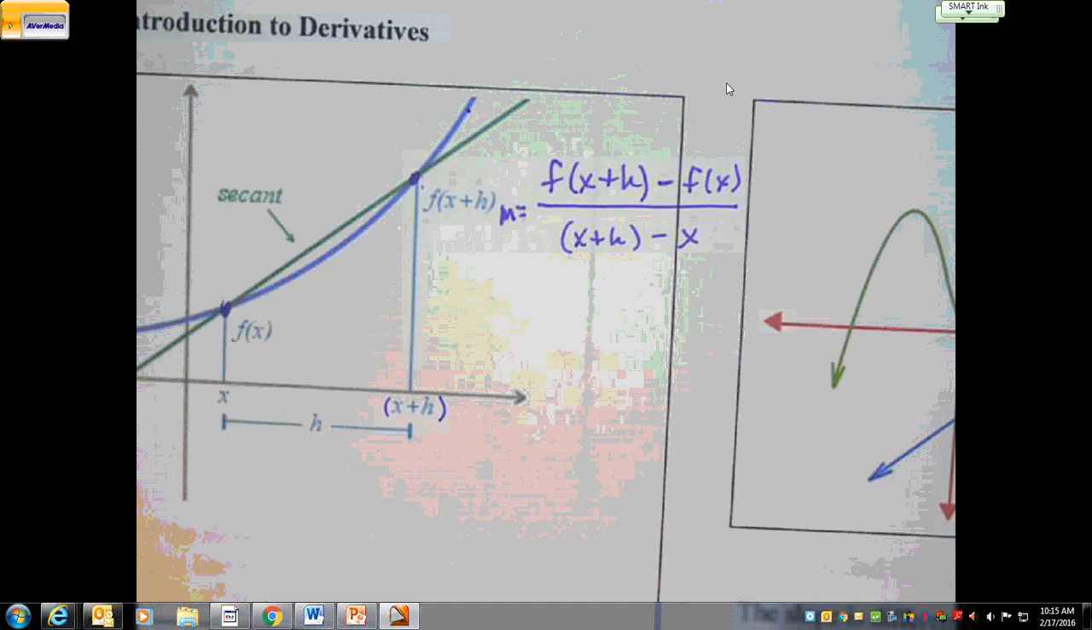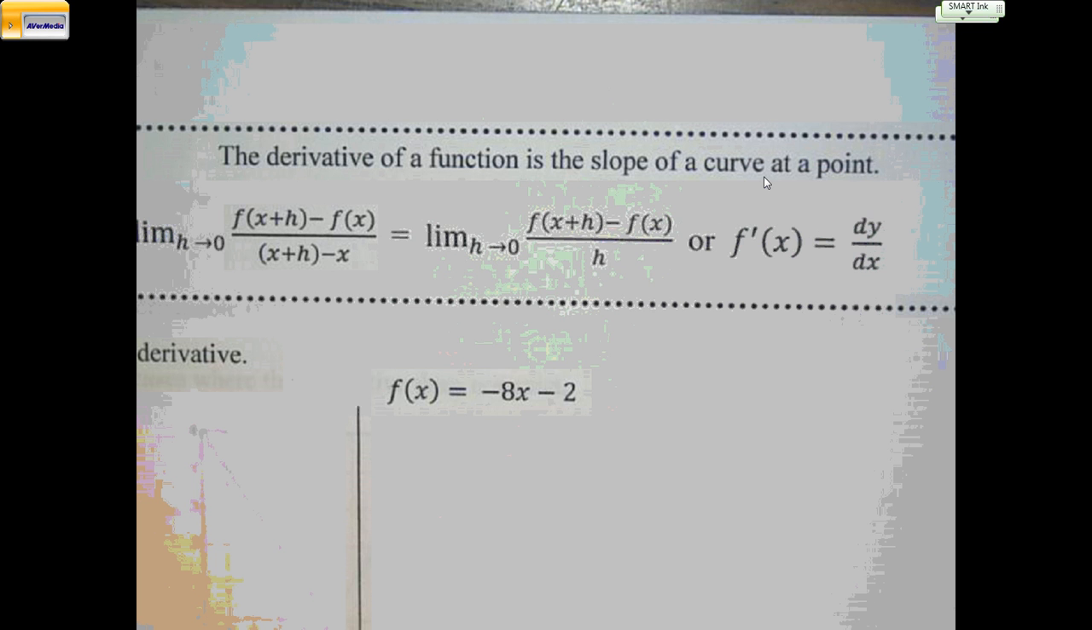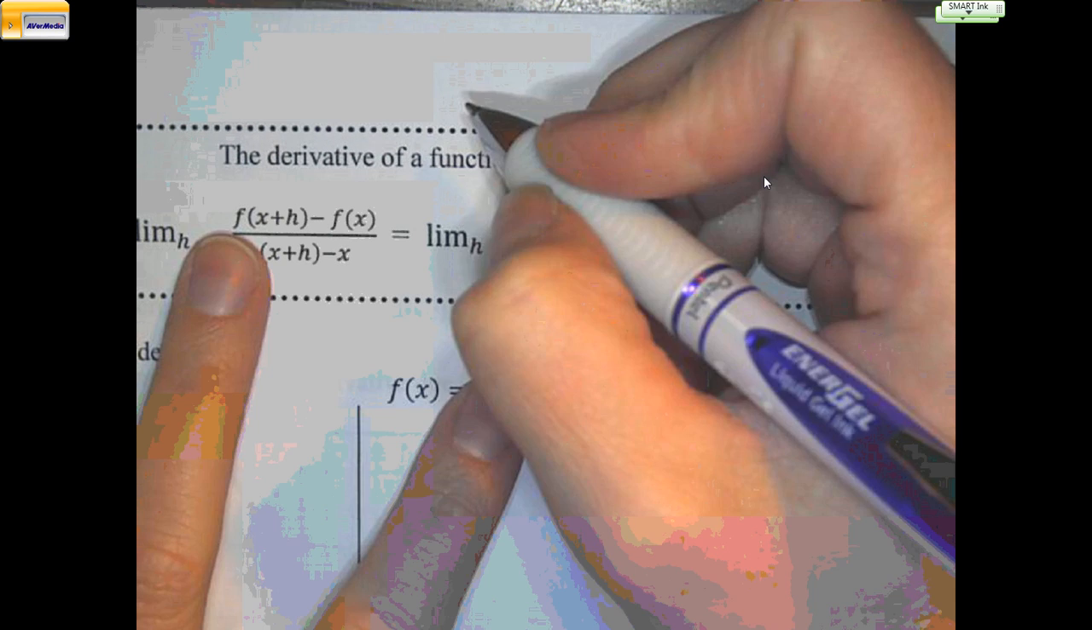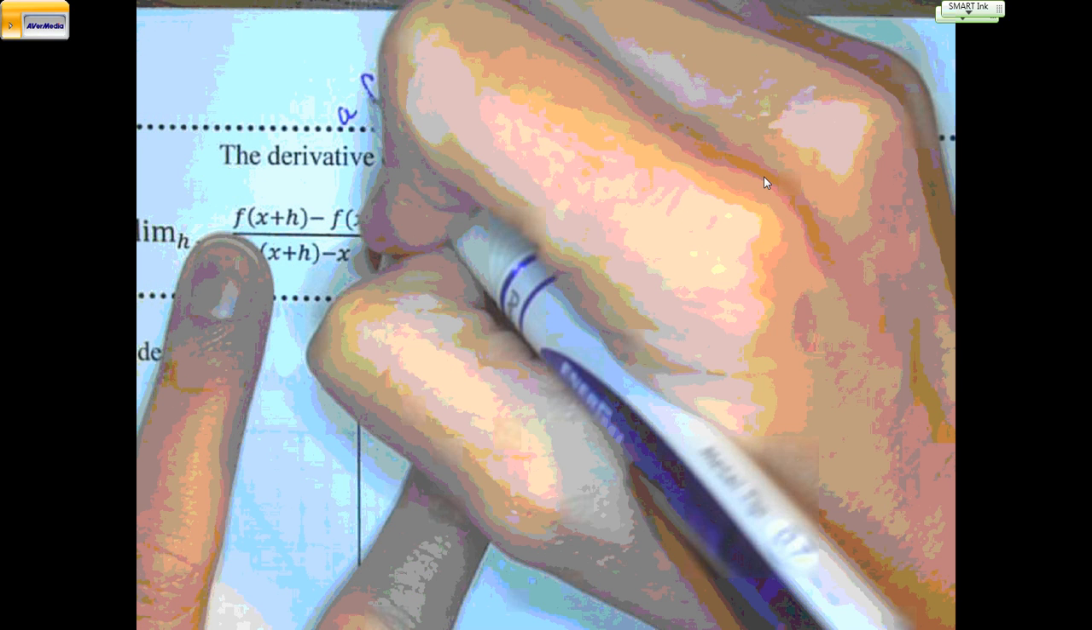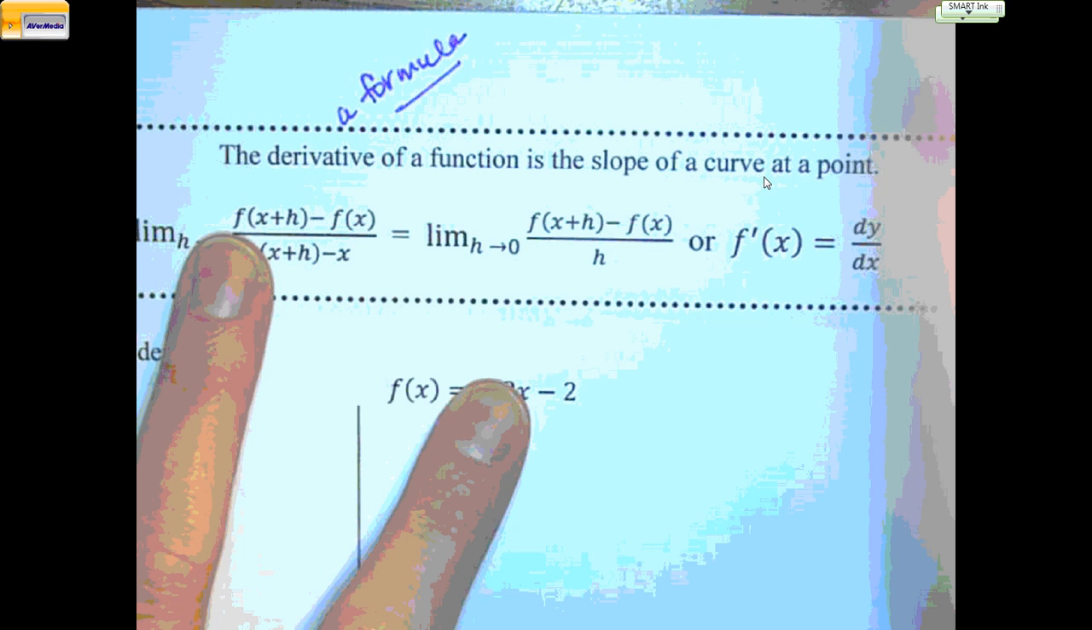Talk about this mathematically, what this means is, next page. At the top, the derivative. So you're thinking, what is a derivative then? I don't really understand. One way to say it is that the derivative of a function is the slope of a curve at a point. I like that definition, but for some of you, I think this other one's going to make more sense. We could say that the derivative is a formula.